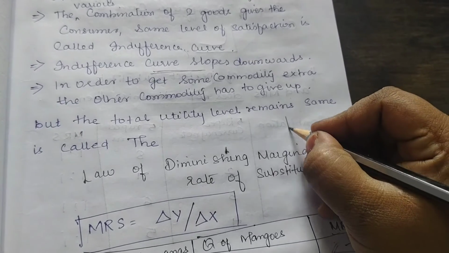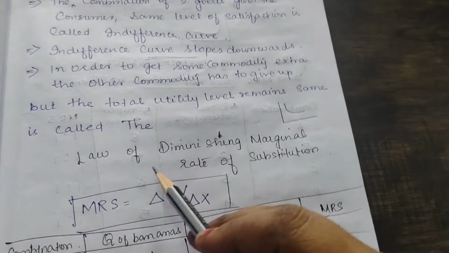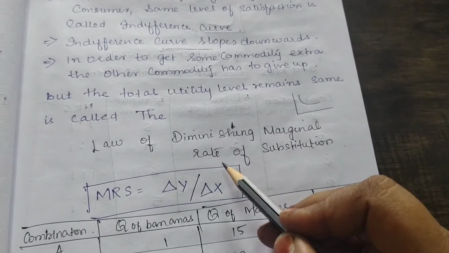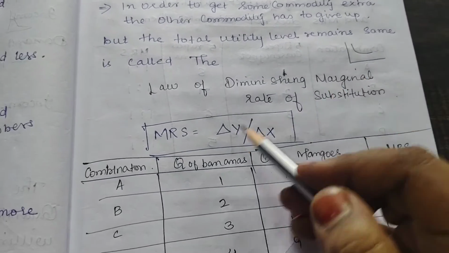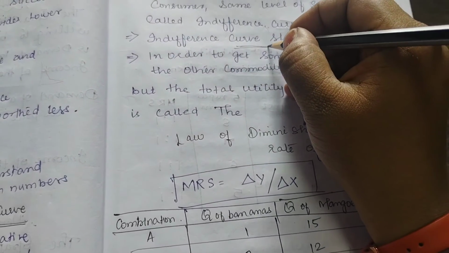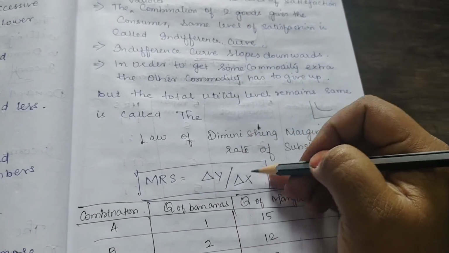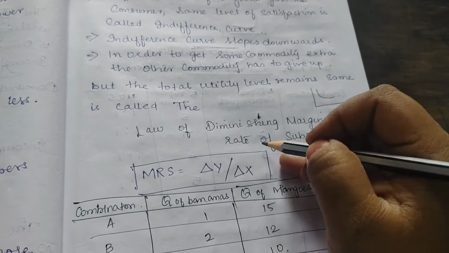Here, why does the indifference curve slope downward? It is due to the law of diminishing marginal rate of substitution. So now we'll understand what MRS is. We have now completed the answer on the indifference curve. Now we need to understand the topic, the law of diminishing marginal rate of substitution.